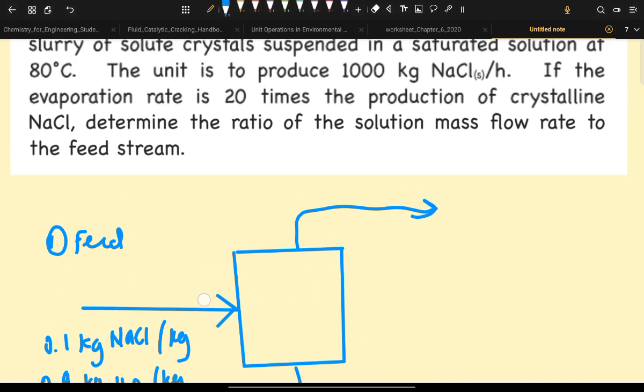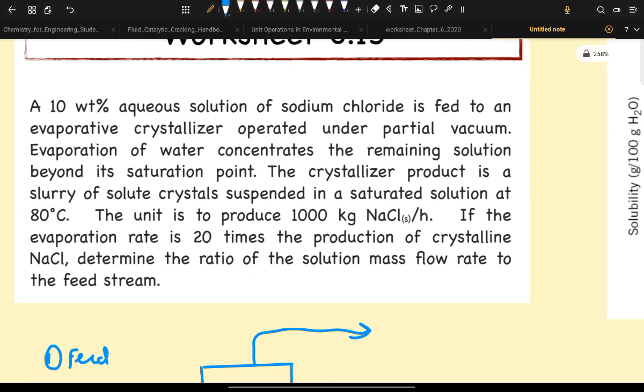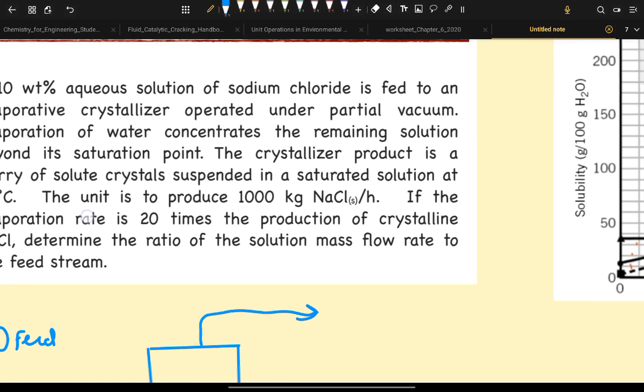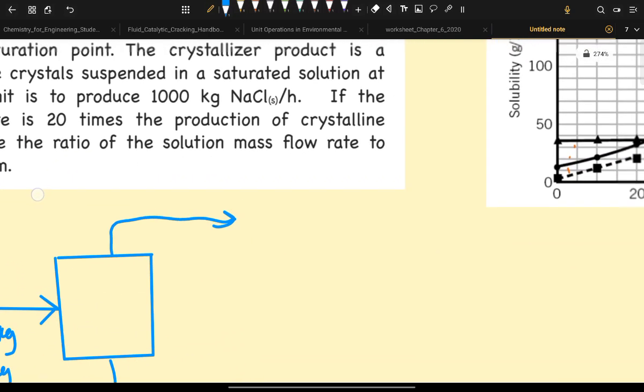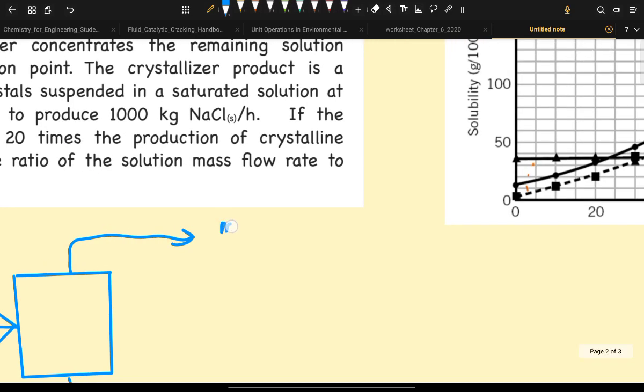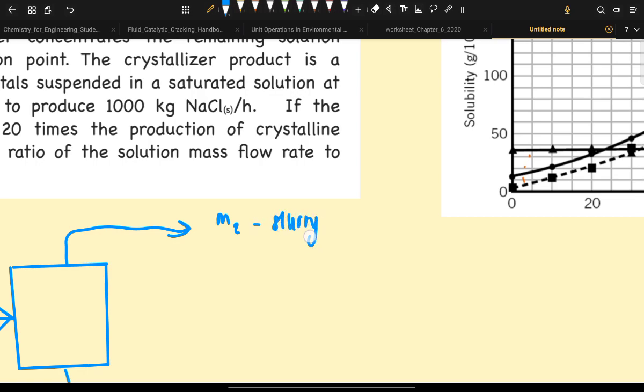Okay, then the next sentence: evaporation of water concentrates the remaining solution beyond its saturation point. It is important to understand that sentence, but we will use that information after this. This is the crystallizer, and then the crystallizer product is a slurry of solid crystals suspended in a saturated solution at 80 degrees Celsius. So I will say this is one of the streams out, which is M2, the slurry or saturated solution.